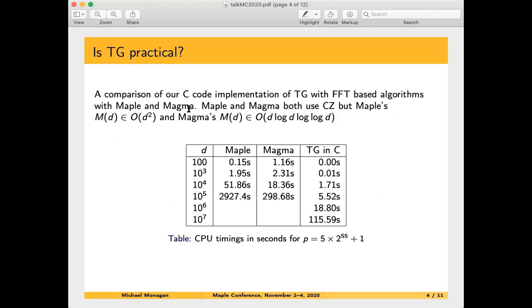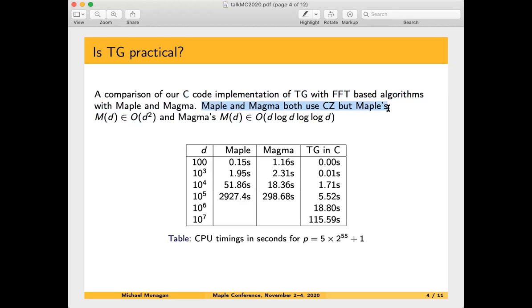And I have here a C implementation of the tangent graph method, and I'm going to compare it with Maple and Magma's implementation of the Cantor-Zassenhaus algorithm. My C code is using FFT-based algorithms for the multiplication for the M of D. And I'm going to compare it with Maple and Magma.